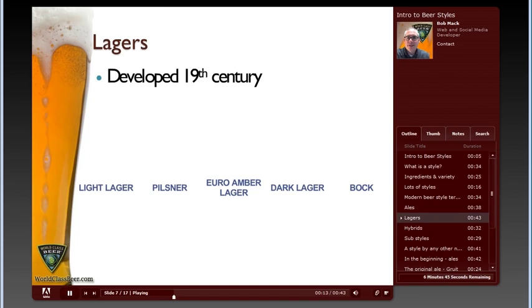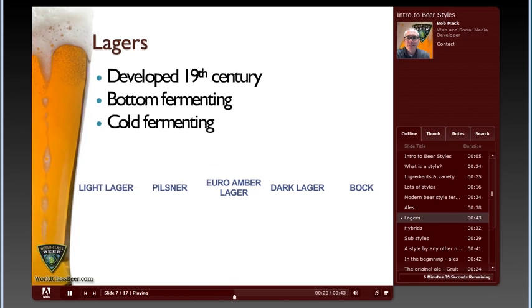Lagers are sometimes called bottom fermenting beers, which means that the yeasts sink to the bottom of the beer and do their work of creating carbon dioxide and alcohol there. Lagers also ferment at relatively cold temperatures, usually around 45 to 55 degrees Fahrenheit. Fermenting at cooler temperatures helps to create a smoother beer than most ales. The word lager actually means to store in German, in reference to the cold aging period that all lagers go through before they are ready to consume.